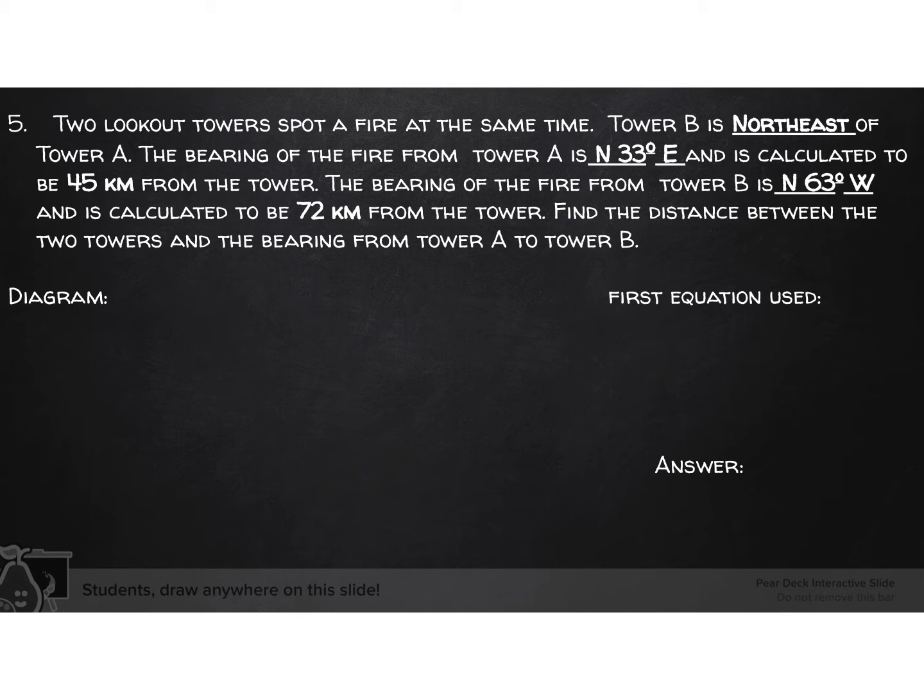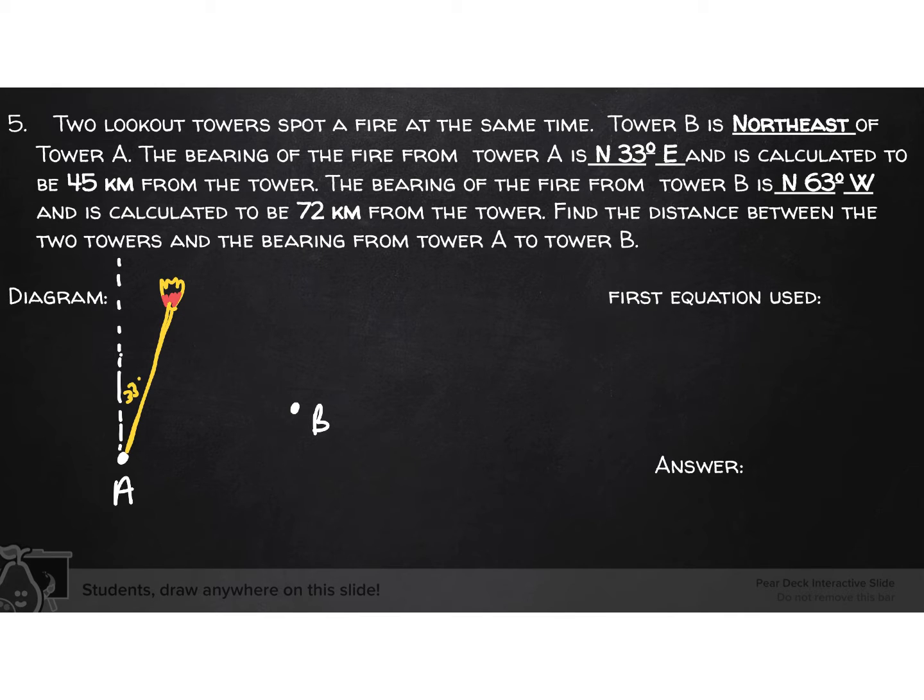But what we have going on is we have tower A and tower B, and they both spot a fire. You might not know that yet, but it ends up being between them. Pretend that's a fire. The information we're given is that from tower A to look at the fire, here's my north, you look 33 degrees east of north. So it's going to be something like this, where this is 33 degrees.